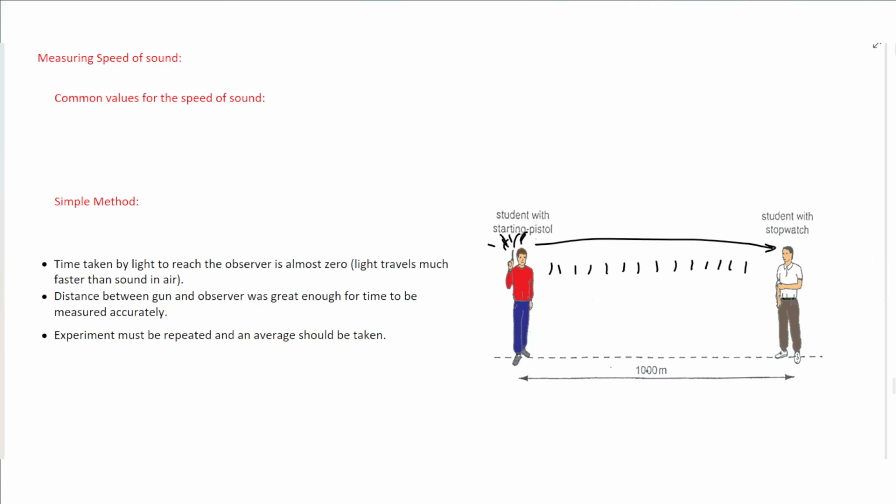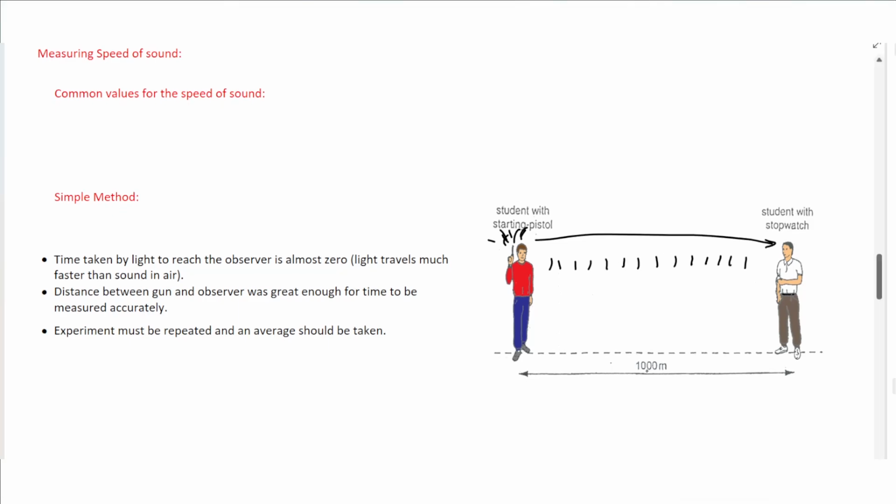If you are required to say one assumption you made about the experiment, you assume that the time for the light to reach the observer is actually 0, but it is not 0. It is a very small time, but it is not 0. So the assumption is that light did not take any time to reach the observer.